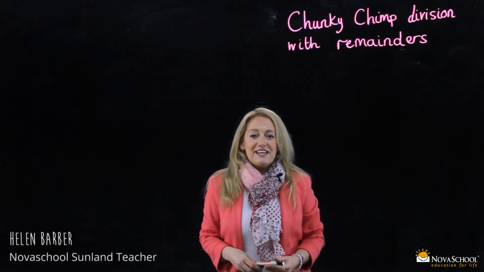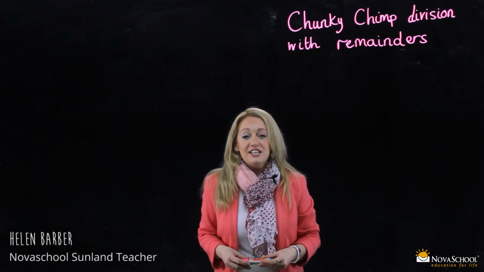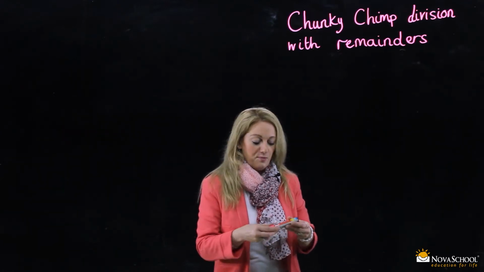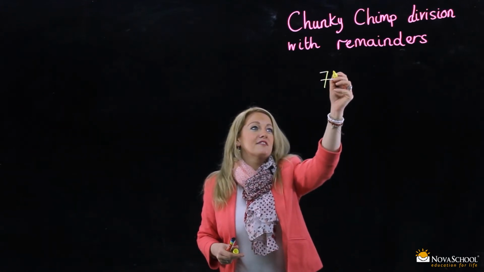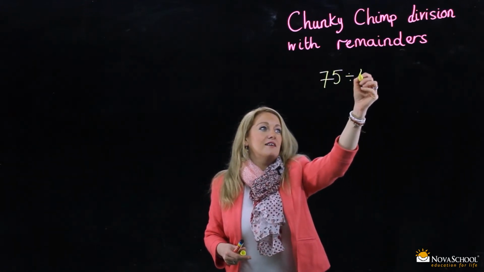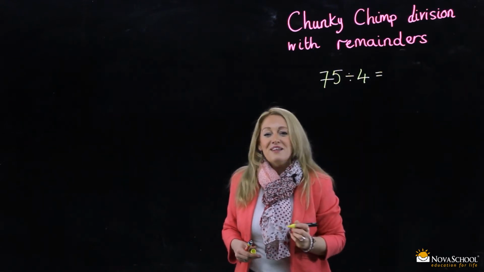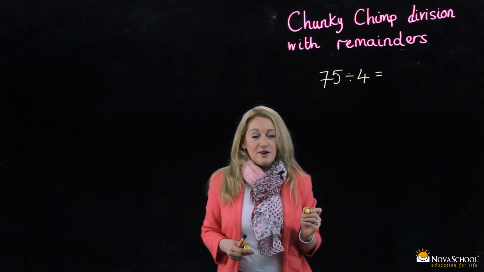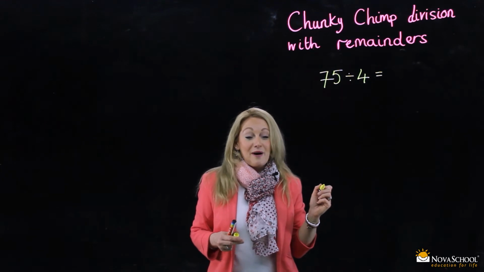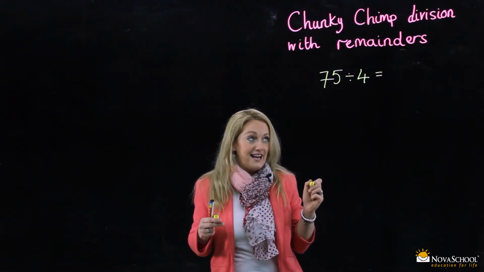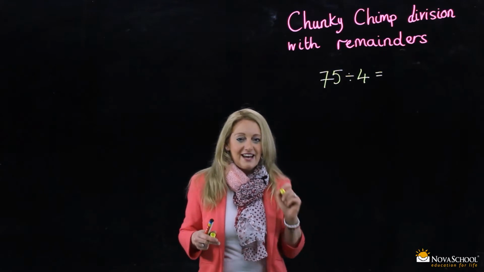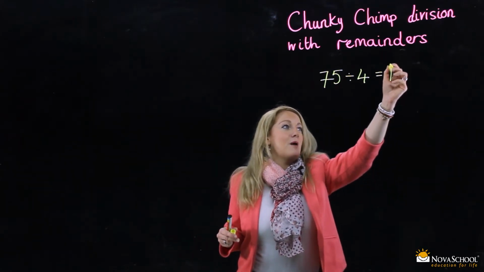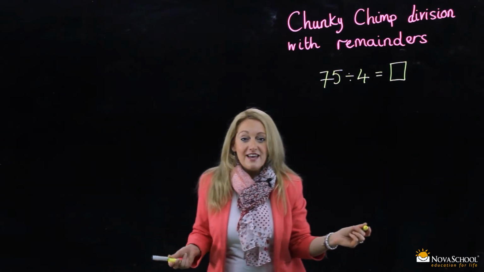Okay, hello everybody. Today we're going to look at Chunky Chimp with remainders. So, let's write out the question. 75 divided by 4. Now like in our first Chunky Chimp video, we talked about how we work this method. Now, watch. With remainders, it's exactly the same, but we have an extra step. Let's pop our box in at the end because we don't know the answer yet.